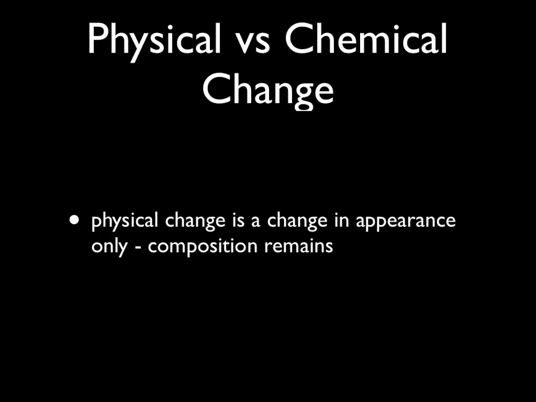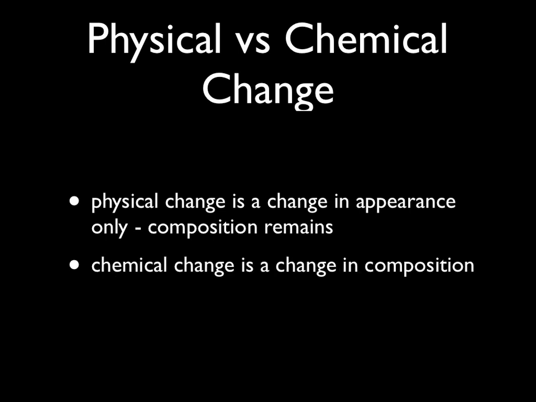Now let's talk about what we're dealing with: a physical change versus a chemical change. So how can we define changes in matter? A physical change is a change in appearance only. The composition remains. So for example, if we take a rock and we hit it with a hammer and break it into pieces, that would be a physical change. It's still going to be whatever the composition of the rock was initially. It's now in pieces, it's been cleaved, but in general, it's still going to have those same properties. The intensive properties are still going to remain the same.